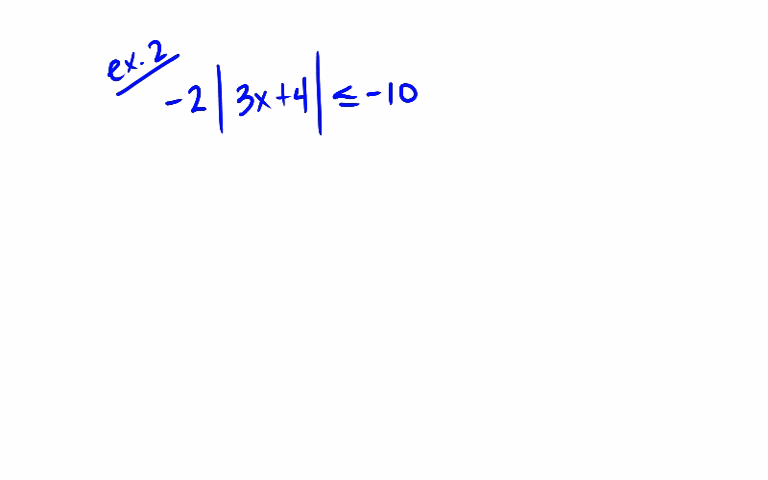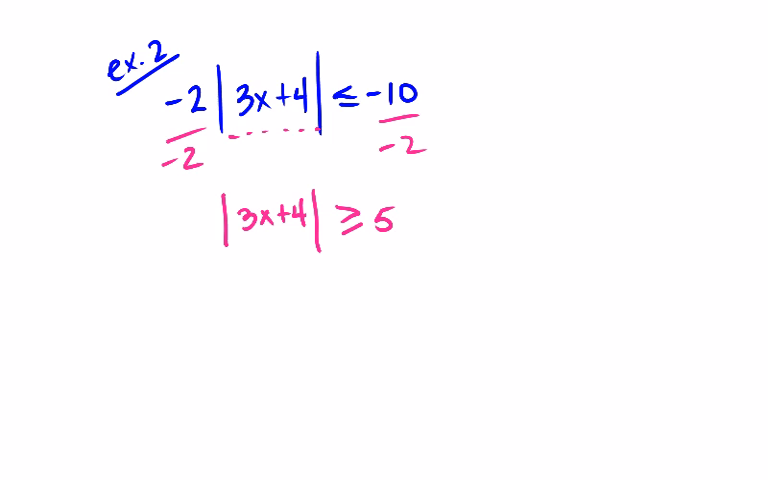So we've got negative, for example, 2 here. We've got negative 2, absolute value of 3x plus 4, and that is less than or equal to negative 10. I know I said that this example was going to have a greater than symbol, and it will, because we want to get the absolute value part alone, so we're going to divide by negative 2, and remember that anytime you divide by a negative in an inequality, you need to switch the sign. So it'll be the absolute value of 3x plus 4, and since we divided by negative 2, it's now going to be greater than or equal to positive 5.